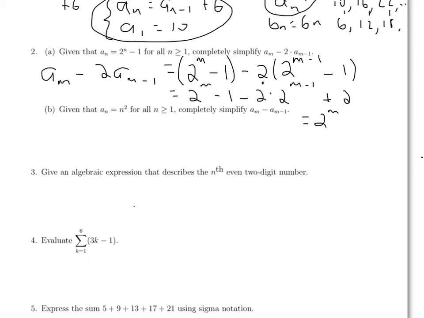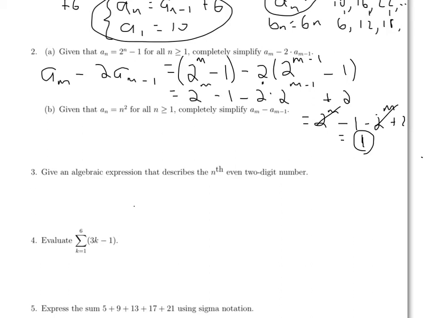I'll have 2 to the m minus 1 minus 2 to the m plus 2. So by resolving these powers into this expression, it looks like that, and of course these then subtract away, and I have minus 1 plus 2 equals positive 1. So this expression simplifies a lot to just be 1, regardless of what m is.